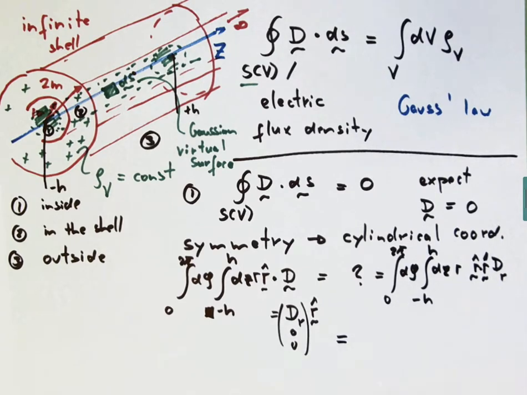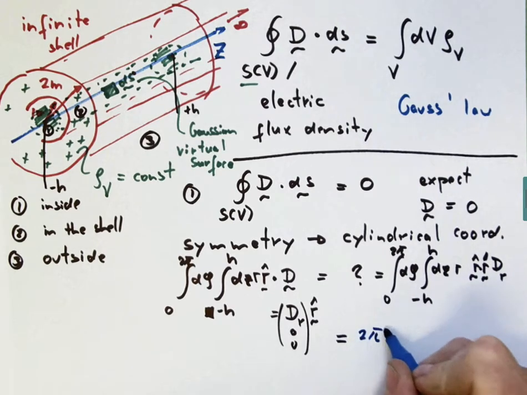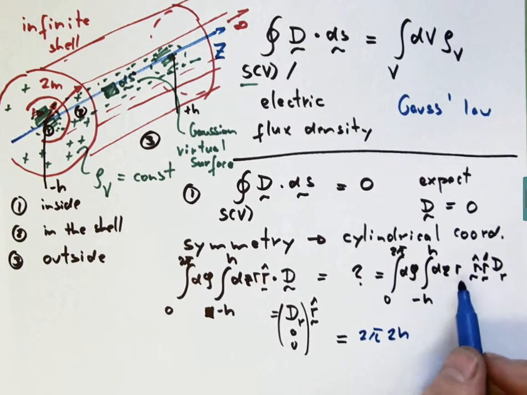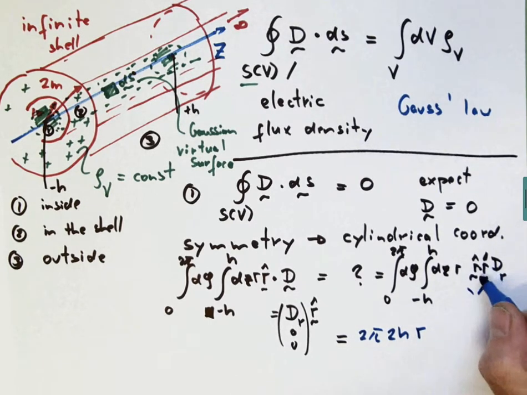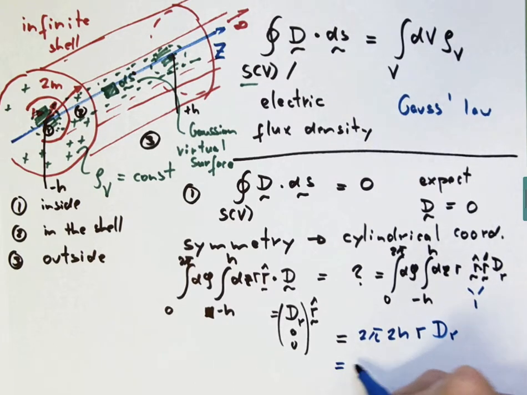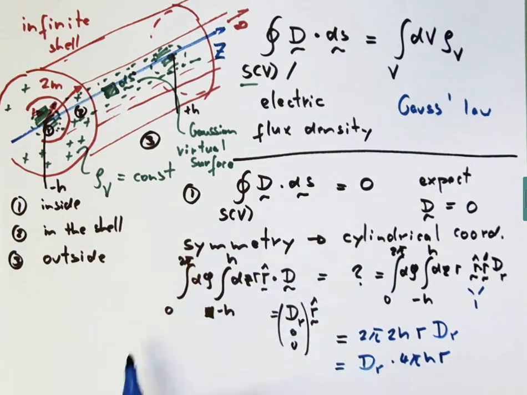If we work this out, we find that the phi integration gives us a 2 pi, the z integration gives us a 2h, the r can be pulled out, so we've got an r there, the dot product r unit vector times r unit vector is simply a scalar 1, and we're left with the dr, which can be rearranged so that we get dr times 4 pi h r for the solution of this integral.